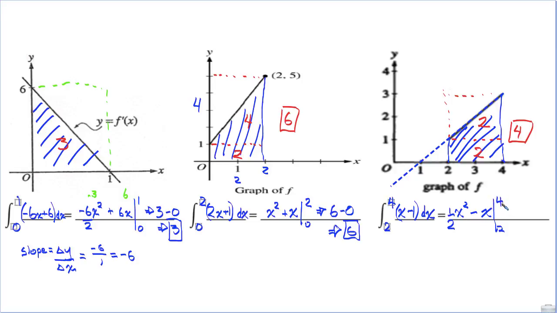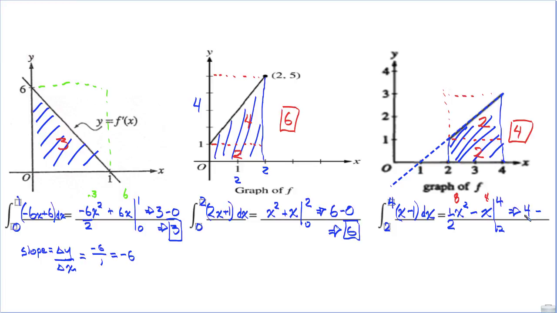Subbing in 4, here we go. 4 squared is 16, half of 16 is 8. And I need to write that above here because otherwise I'm going to forget. We got an 8. And then minus 4. 8 minus 4 is 4.